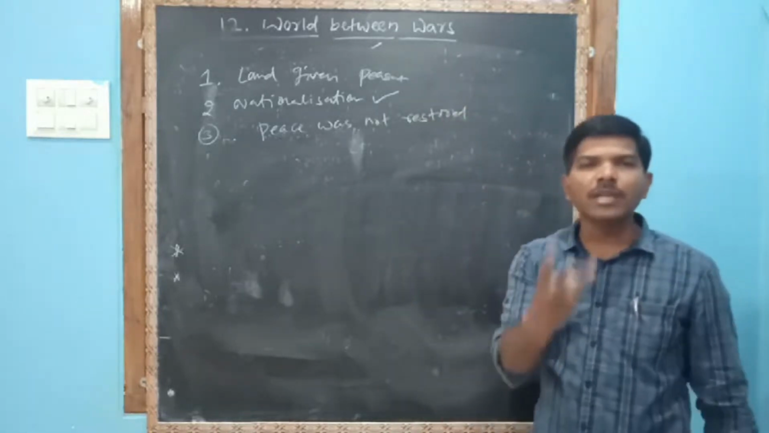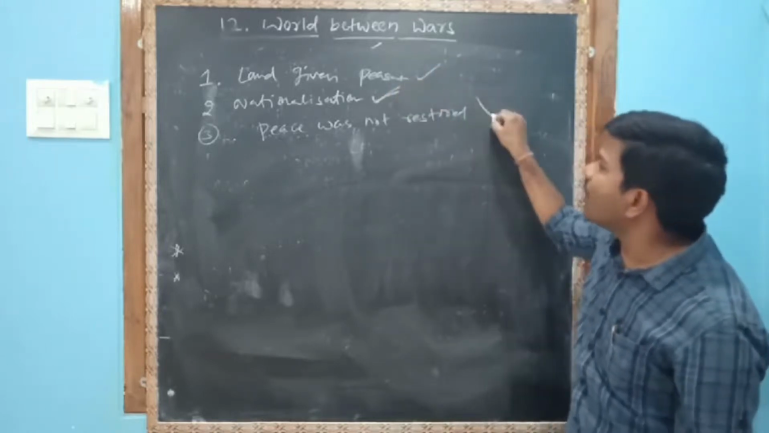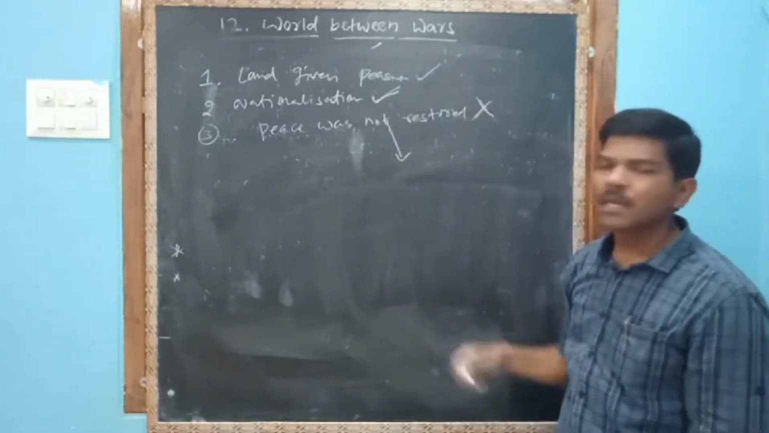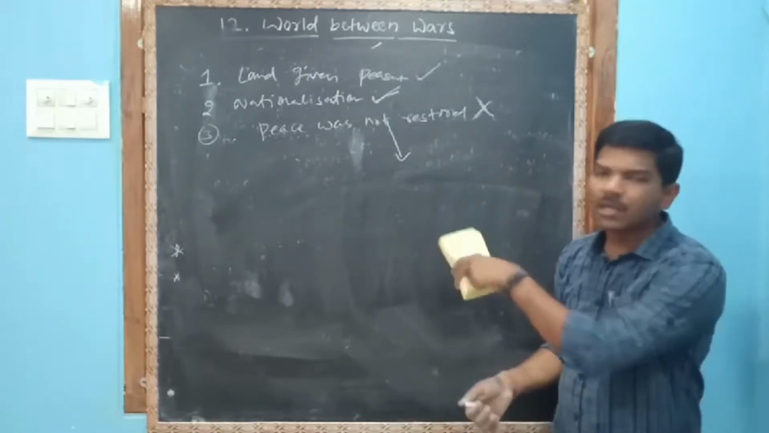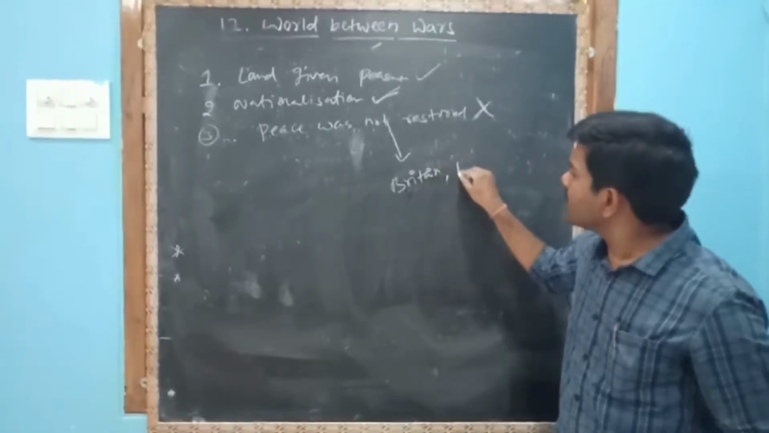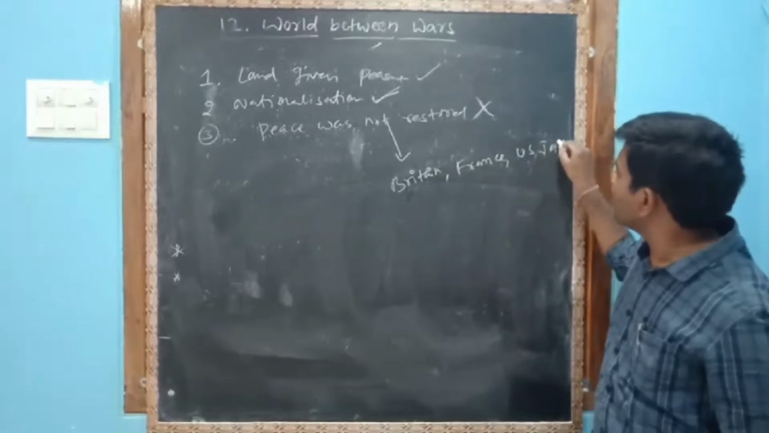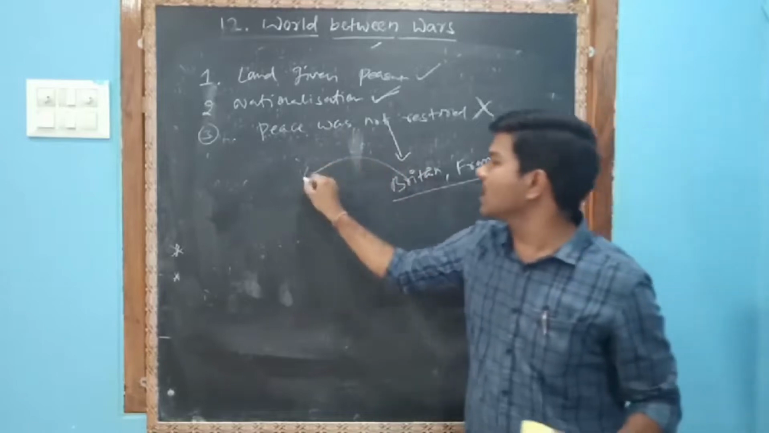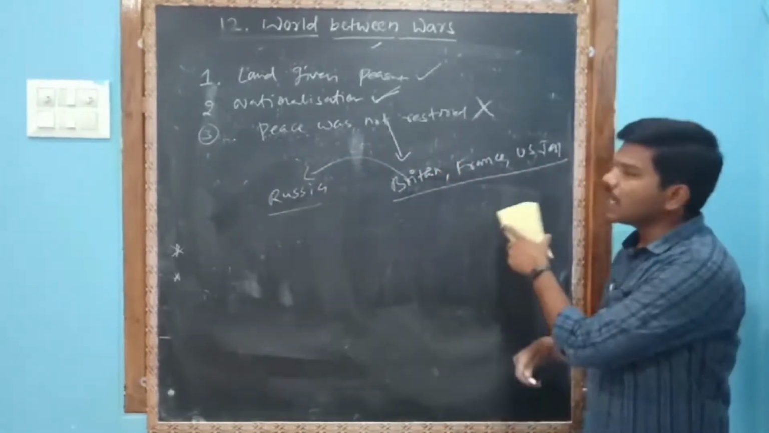Sir, why was peace not restored? Lenin gave three promises. First promise completed, second promise completed, but the third promise was not completed because some countries were attacking Russia. Those countries are Britain, France, US, Japan.